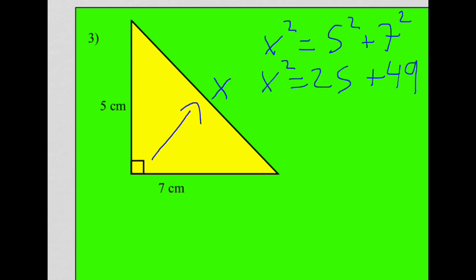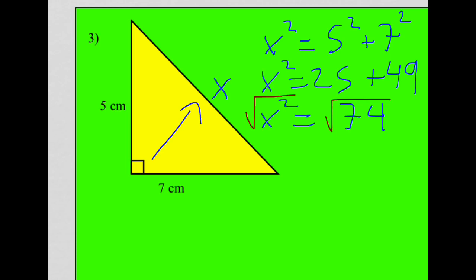Okay, keep working down the page. X squared equals 20 and 40 is 60, 5 and 9 is 14, so that makes 74. Now here we have an issue. This time we don't have a perfect square. Now once we get down to x squared, we still want to find the value of x, so I'm going to have to do the square root. Now this time, we don't know offhand, it's not a perfect square.